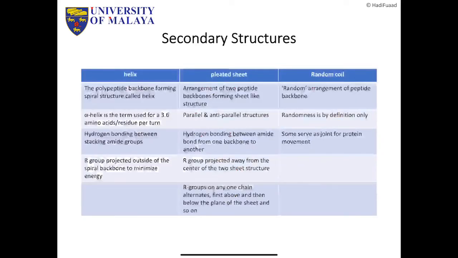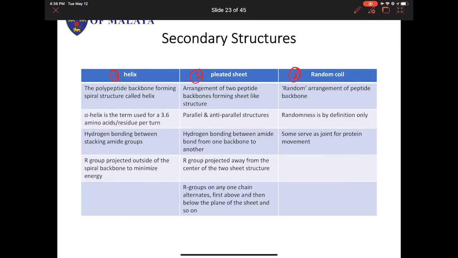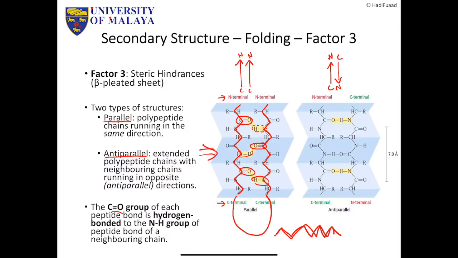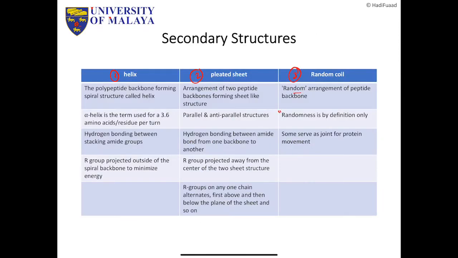Okay, so as a summary for secondary structure, you have a helix structure, a pleated sheet structure, and a random coil. So just read through the information given. And for random coil, it's a random arrangement of the peptide backbone. The randomness is a definition only. It doesn't mean that it's always random. There's always an interaction that causes the backbone to move or to fold in a certain way.